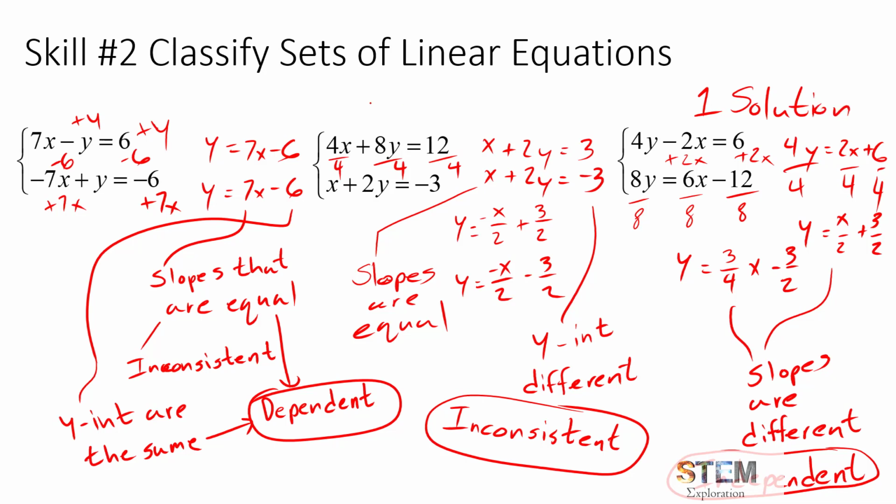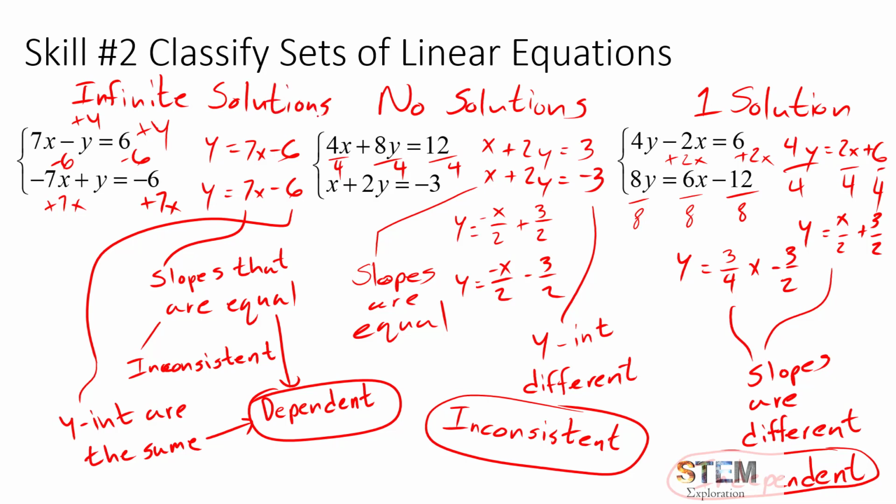The inconsistent system would have no solutions, and the dependent system would have infinite solutions. And so these classifications give you a really quick breakdown of the look and overall behavior that exists within them.